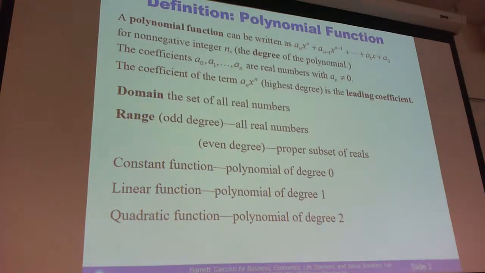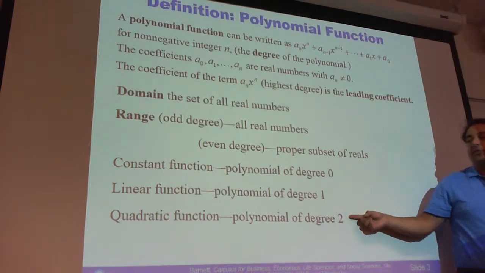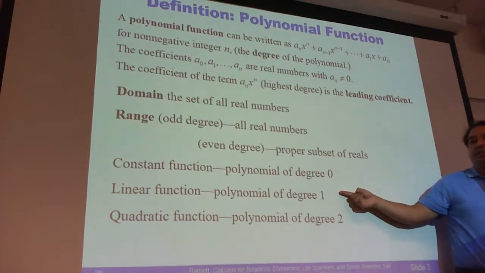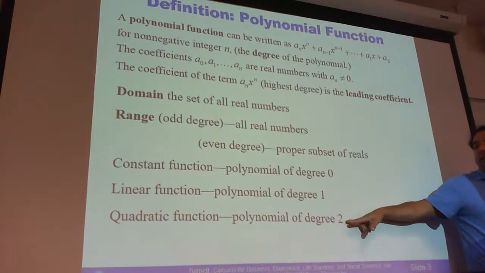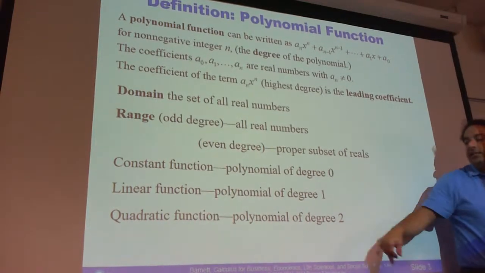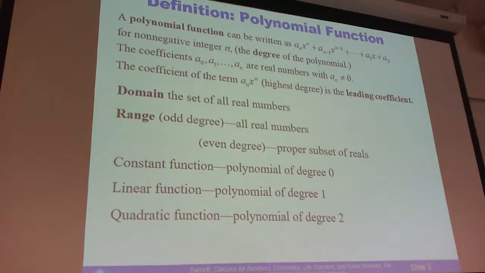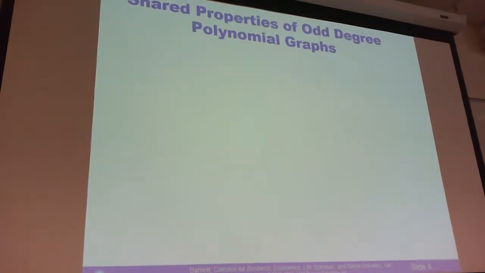So bottom line, we've gone over linear and quadratic already. A linear function, the highest exponent is just an x to the 1. That's a degree of 1. Quadratic, it has the squared, is a polynomial of degree 2. So we've already kind of started looking at this stuff. We're just going to look at some certain things, okay?